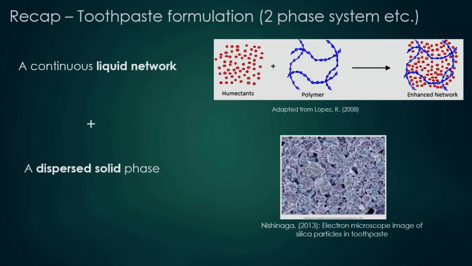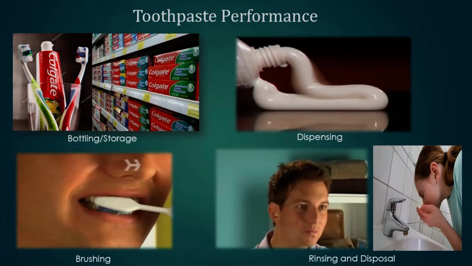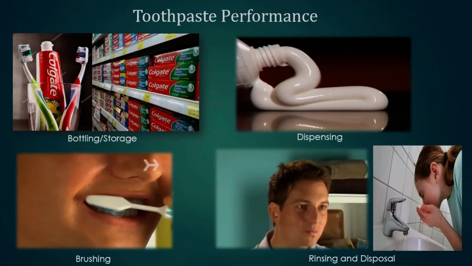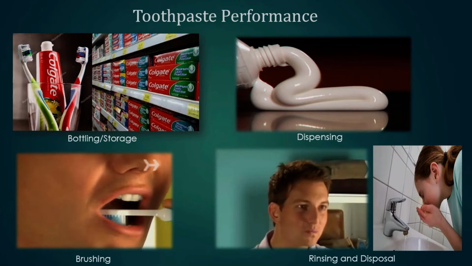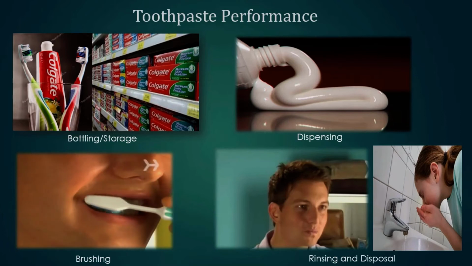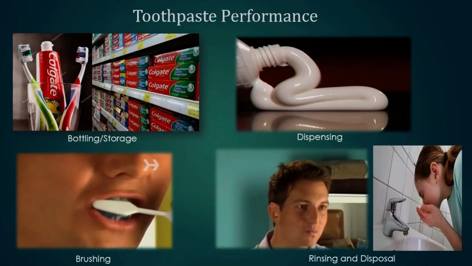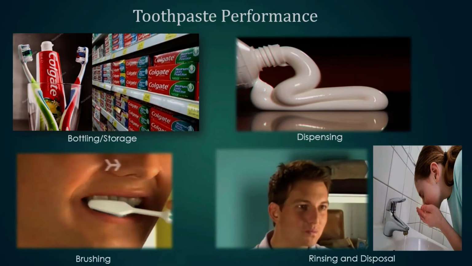polymer network. Toothpaste performance is a complex property which is influenced by the many microstructures present and the rheological properties they induce. Performance should be considered across all stages of toothpaste use. This includes storage, dispensing, performance during brushing, rinsing, and disposal. For each stage of use, we can consider unique performance metrics.